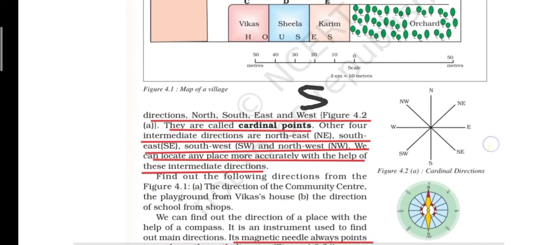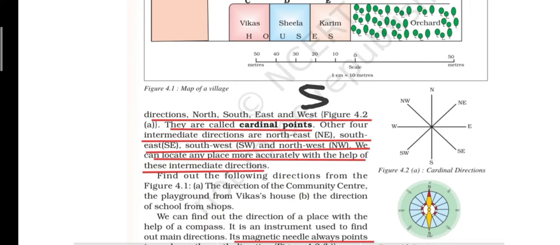Now, other four intermediate directions are northeast, southeast, southwest, and northwest. We can locate any place more accurately with the help of these intermediate directions. So children, if you will see figure 4.2, the basic four directions are shown. There is north, south, east and west. But in between all these directions, you will see some other intermediate directions also.